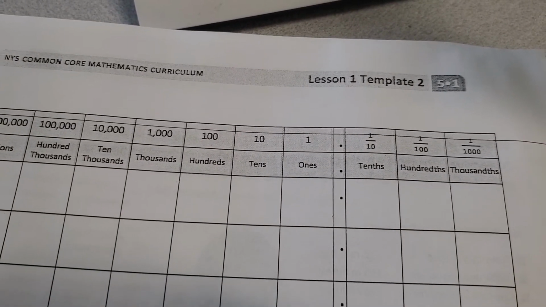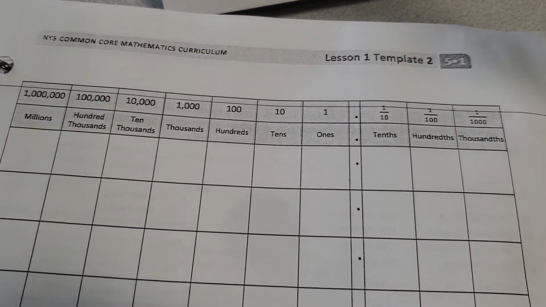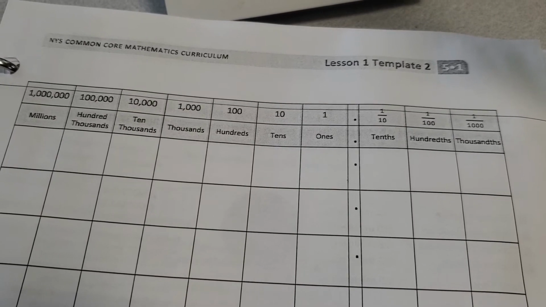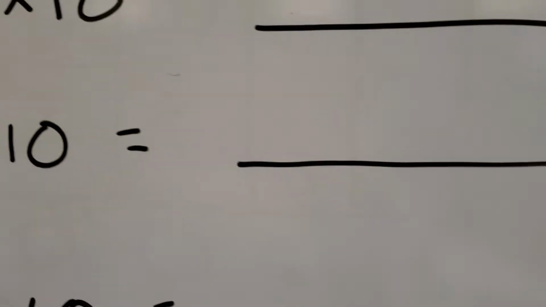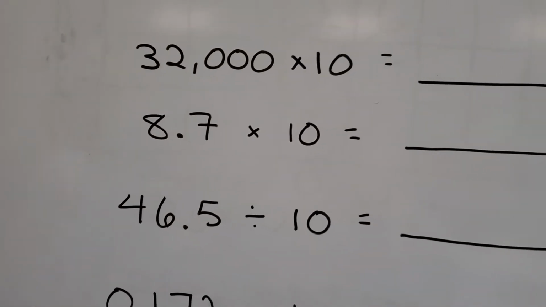Good morning, guys. Today we're looking at a new place value chart that goes from 1 million all the way down past the decimal point, down into the thousandths. We're going to be looking at some problems today, and what we're really going to be concerned with is looking for patterns.